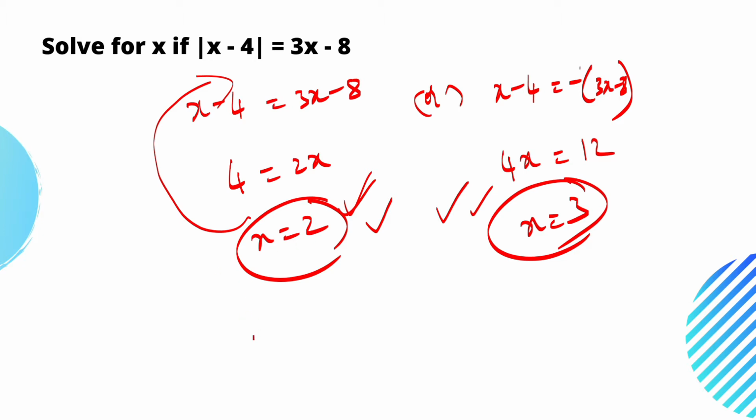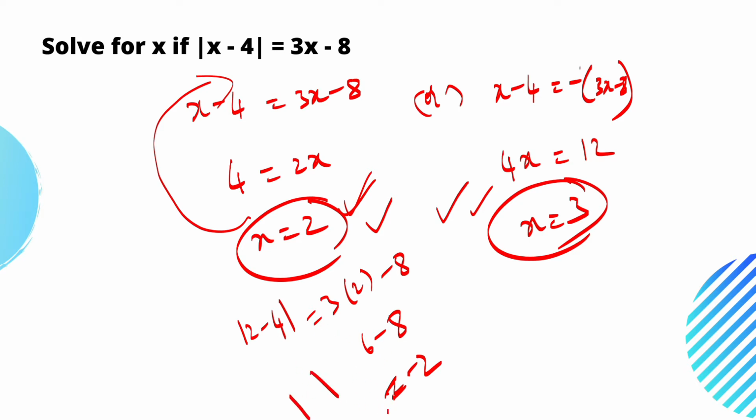So 2 minus 4 in the modulus, and here it is 3 into 2 minus 8, so now this is 6 minus 8, this is minus 2. So do you find any difference here? Here modulus is being equalized with minus 2, which is not possible. Modulus cannot be equal to a negative value, hence this case is ruled out.